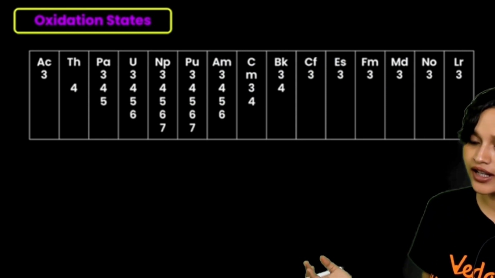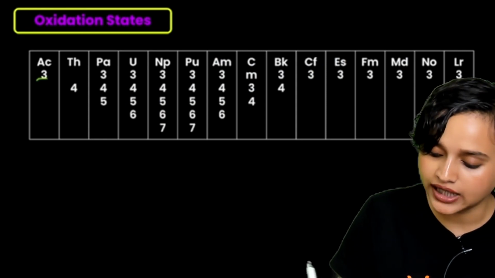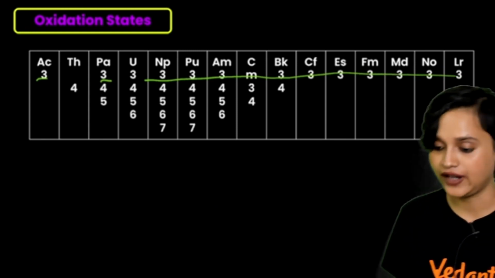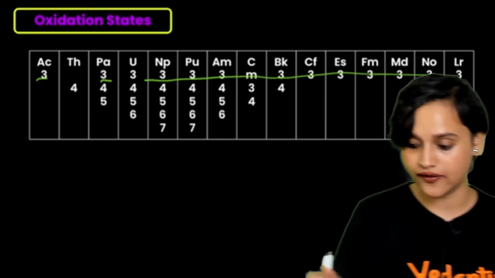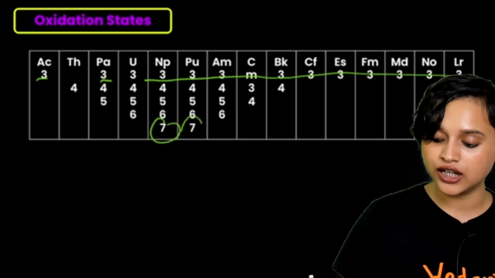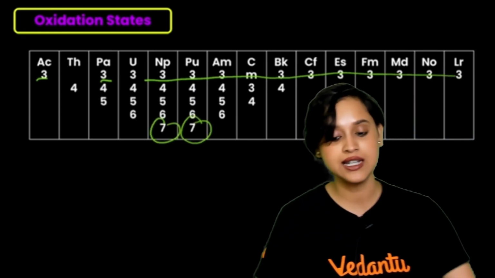These are the oxidation states. Once again, they have variable oxidation states, but the most common that you see is +3 across everywhere. But neptunium and plutonium do show +7 oxidation states as well.